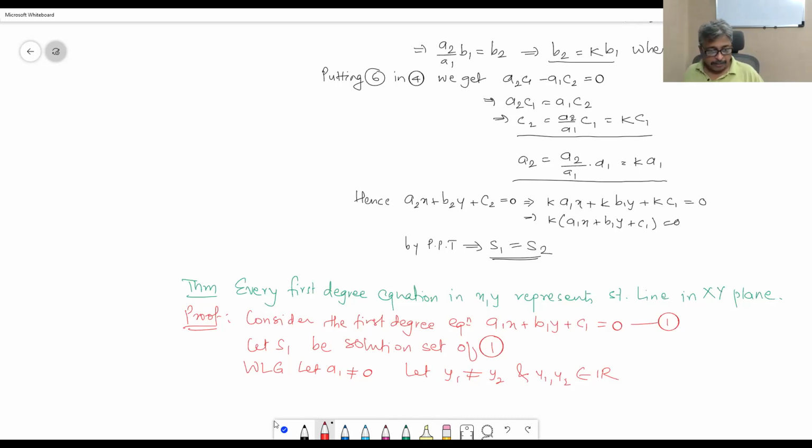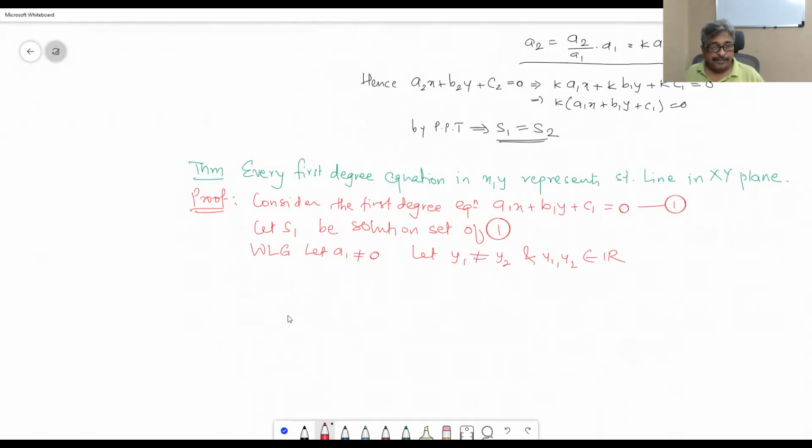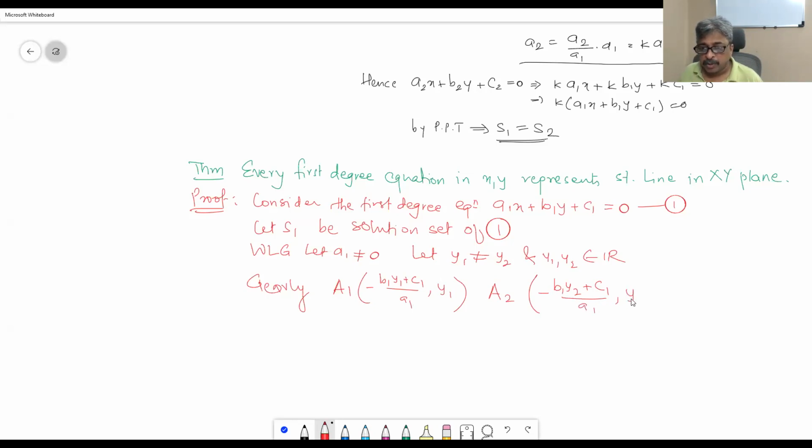Okay, clearly A1 is (minus B1y1 plus C1) upon A1 comma y1, and A2 is (minus B1y2 plus C1) upon A1 comma y2, belong to solution set S. Now let it not be S1, let it be only S.